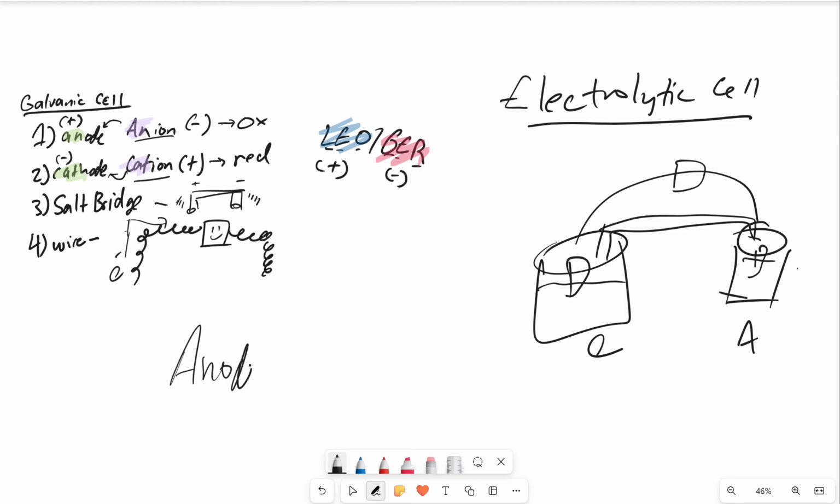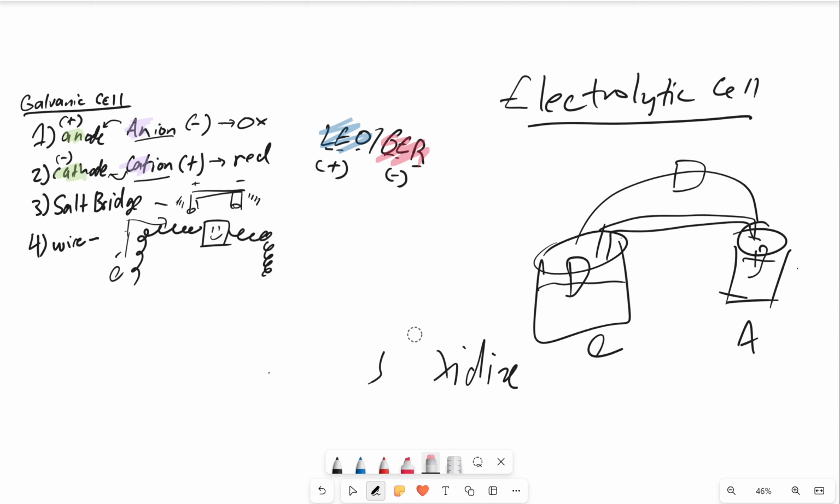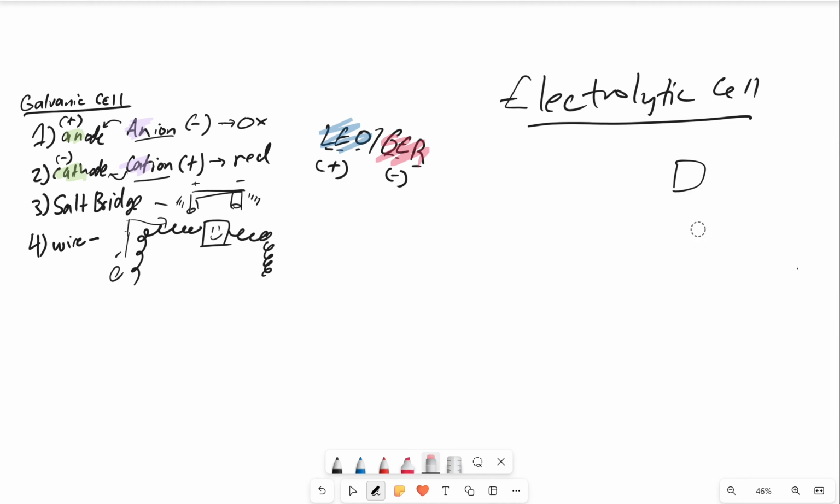I think a quick thing to note is that the anode is always the side of oxidation, oxidize, and then conversely the cathode is always the side of reduction. Okay, so not too bad.